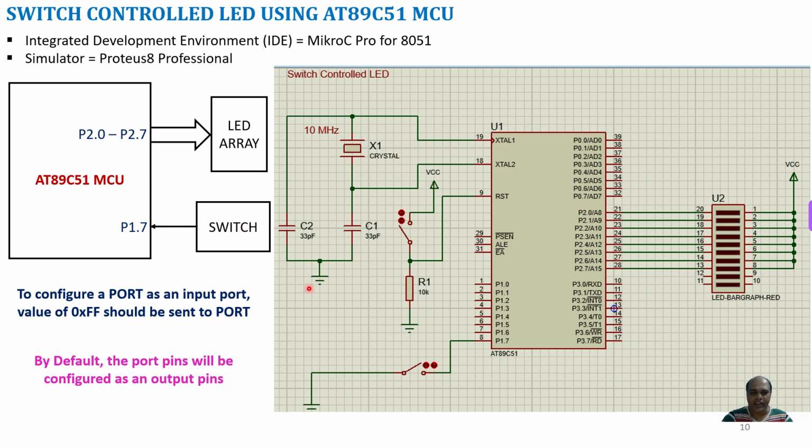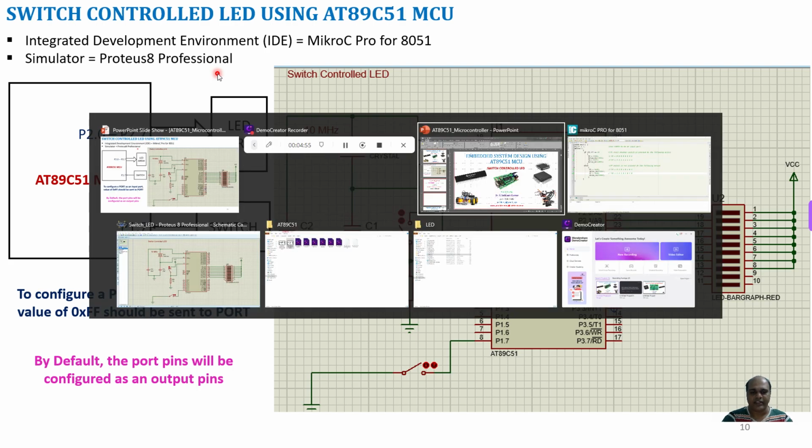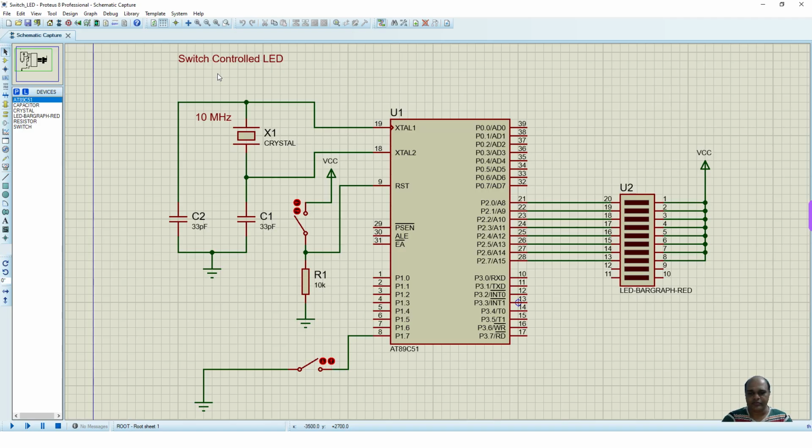This is how we interface an LED and a switch with a microcontroller, and we will be writing our program in the Micro C Pro for AT51 integrated development environment. After converting this embedded C program into a hexadecimal file, we import that file into the circuit built on a Proteus 8 Professional simulator. Then we will try to check the logic. So now let us start building our circuit.